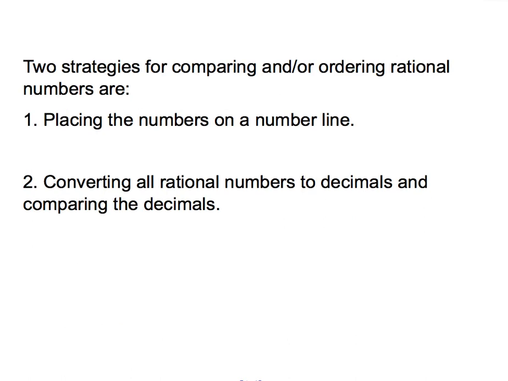There are 2 strategies for comparing and ordering rational numbers. First of all is placing them on a number line. And the second one is converting all the rational numbers to decimals and comparing the decimals. So in class, I made a little point that when you put numbers on a number line, if they're in fractional form, we might need to use equivalent fractions to do so. I just put a little note there just to remind students that we might need to use equivalent fractions in order to place numbers on a number line.